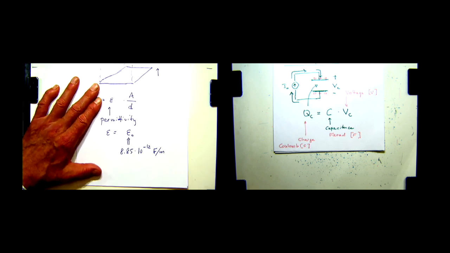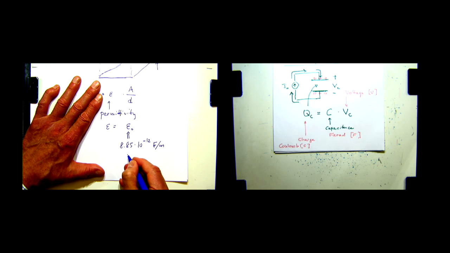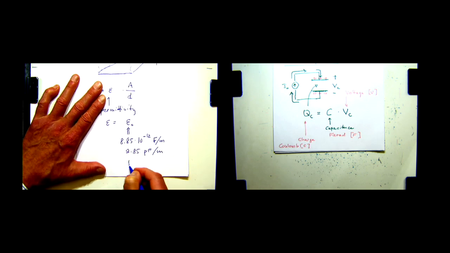So that's this permittivity. Also, sometimes we simply write this as 8.85 picofarad per meter, because pico is the SI prefix for 10 to the minus 12. Very small. So we need to have a large A and a small D if we want to have a big capacitor.